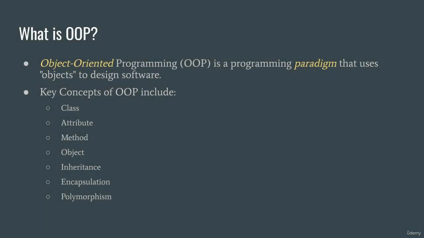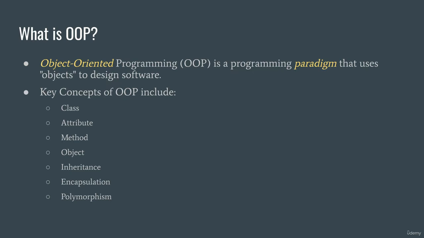In this section, we'll dive into the basics of object-oriented programming, or OOP, a programming paradigm focused on using objects to design and build software. Object-oriented programming centers around a few key concepts. First, we have classes, which define the structure of an object, attributes, the data or properties of an object, methods, which are functions belonging to an object, and objects themselves, which are specific instances of classes.